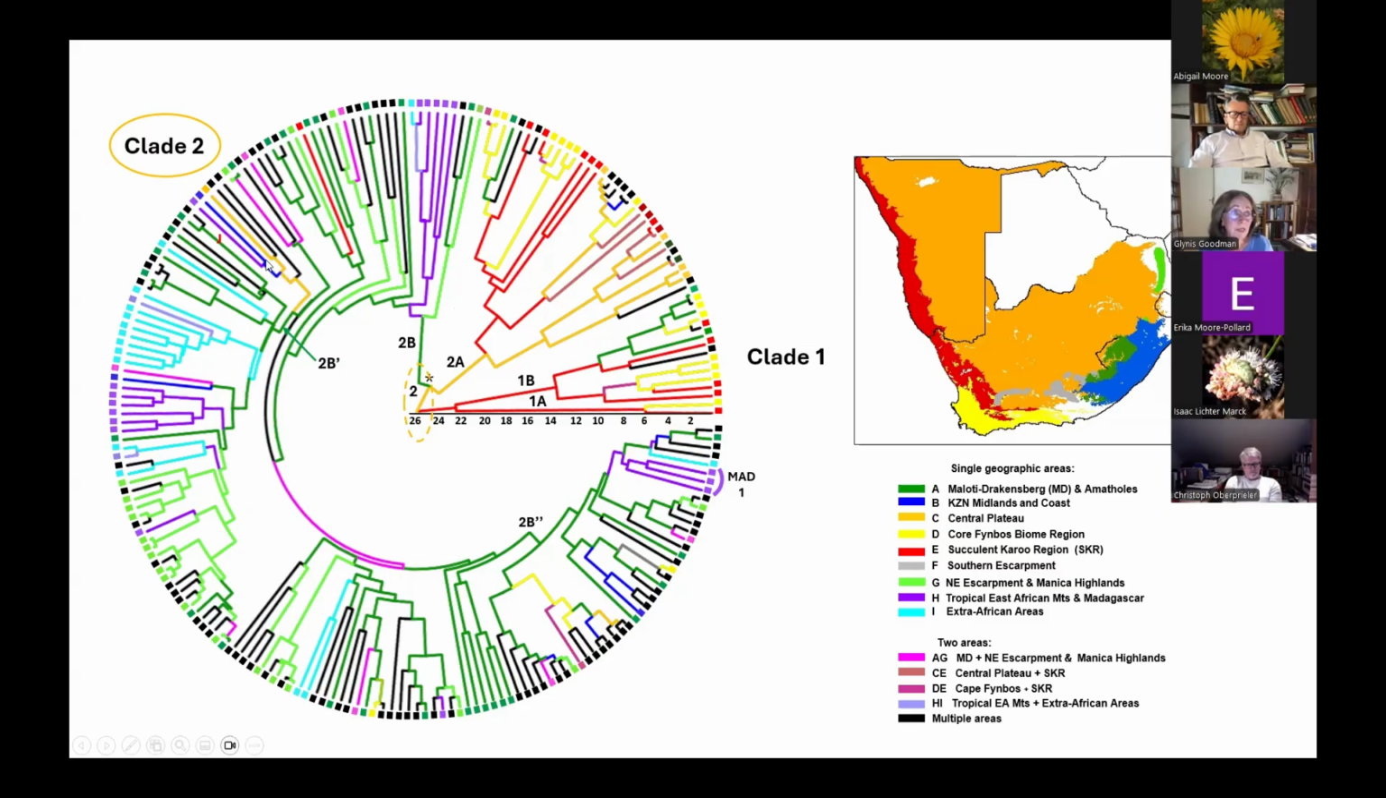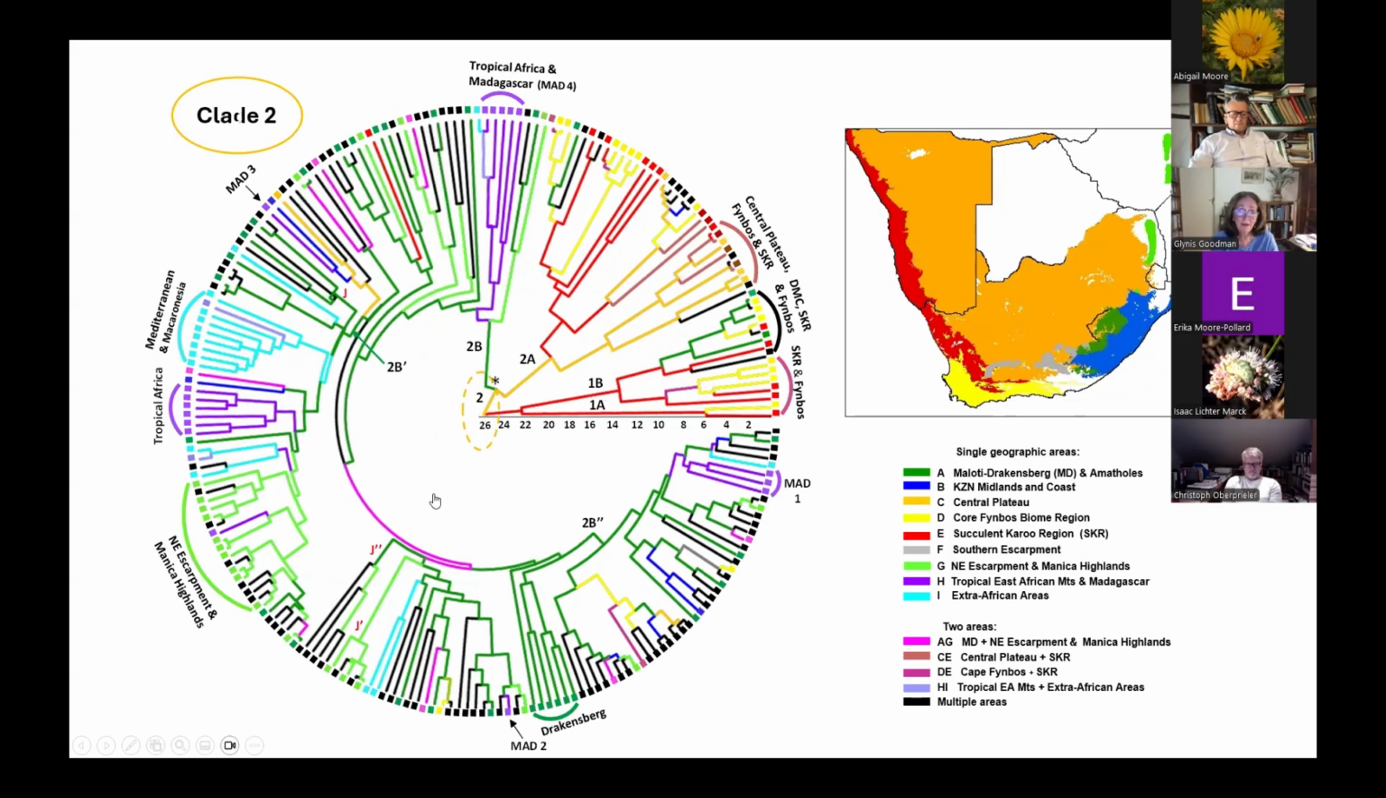The dark blue has not happened very often, and that's the KwaZulu-Natal Midlands. So that's moving down into the lower lands of Southern Africa. And then quite frequently throughout this phylogeny, you can see the lighter green, which is that northern eastern escarpment and the Manica highlands. And occasionally some yellow, and not very often a reversal back to the succulent Karoo.